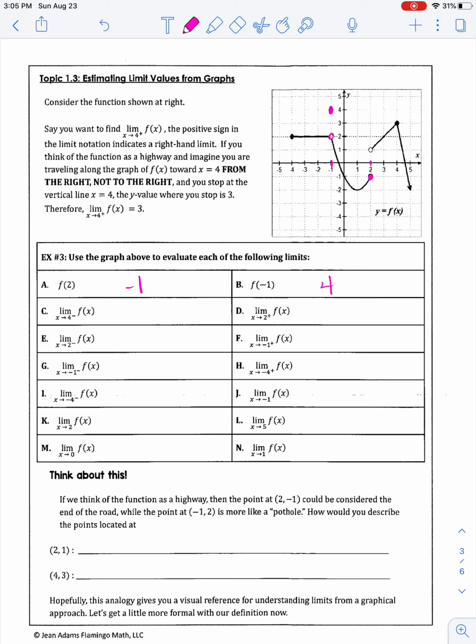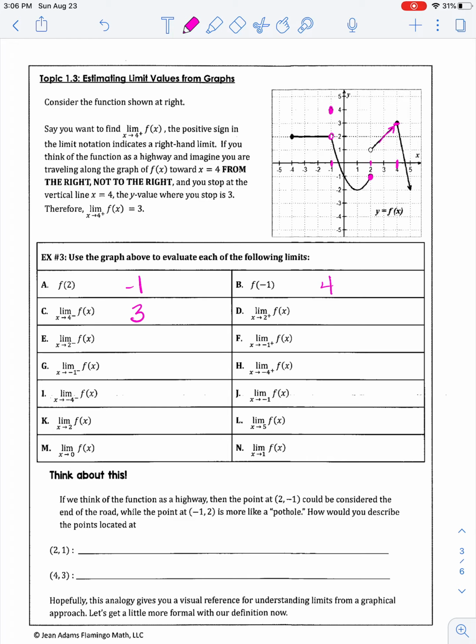Okay, so C says I want to hit 4 from the left. So the x value, that's 4. From the left, what is the y value? Looks like the y value is a 3. And feel free to pause this and see if you can figure it out and then play the notes and see if you get these right. Feel free to do that for this whole section. Like put it on pause, run through A through N, and then hit play and double check yourself.